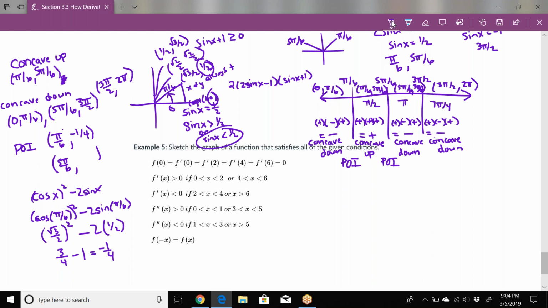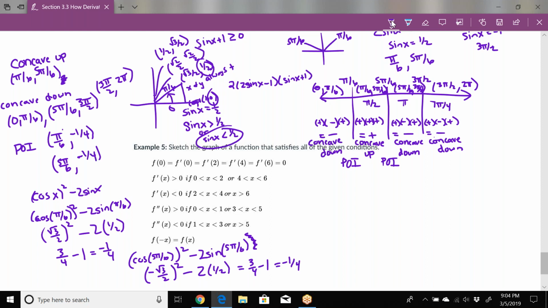If I plug in 5 pi over 6, I'm going to get cosine of 5 pi over 6, then we're going to square it, minus 2 times sine of 5 pi over 6. So this ends up being negative square root of 3 over 2, because it's in quad 2 and it's a cosine, squared. Then minus 2 times sine of 5 pi over 6, which is again 1/2. Now when we square that, we still get the same thing. We get 3/4 minus 1. So this is also negative 1/4, sorry. Talking and writing is sometimes a challenge. So there is my concave up, concave down, and my point of inflection.